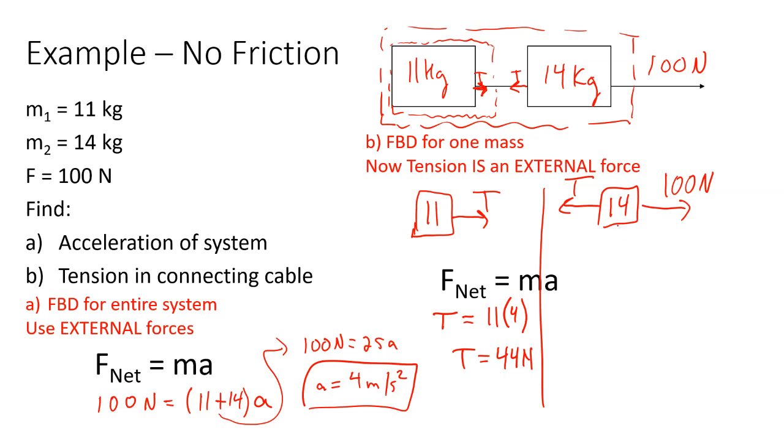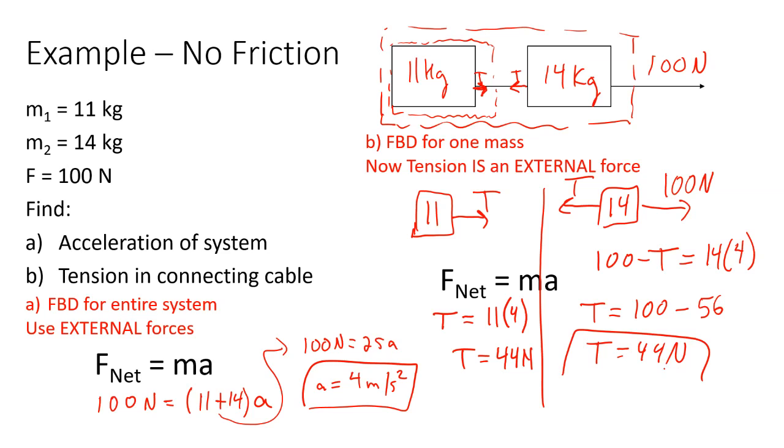For the 14 kilogram mass, if I'm applying my F net equals MA, that would be 100, and I've got this tension force pulling backwards to the left, so I'll put a negative sign in front of that. The mass is 14 kilograms. The acceleration of this thing is 4 meters per second squared. So if I do a little bit of math here, I can find that my tension is going to be 100 minus 14 times 4, which is 56. My tension will be 44 newtons.